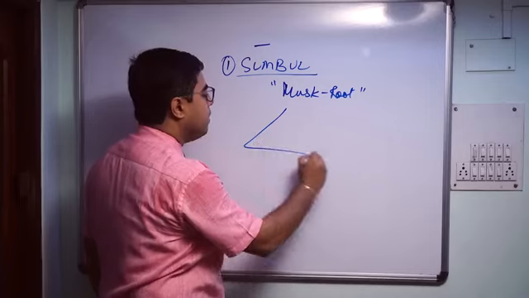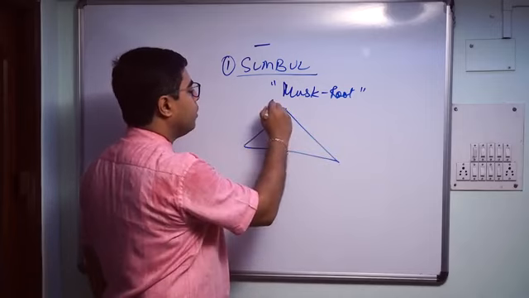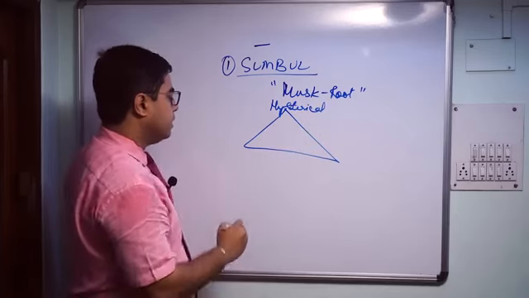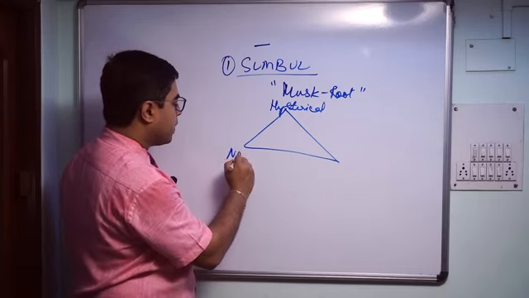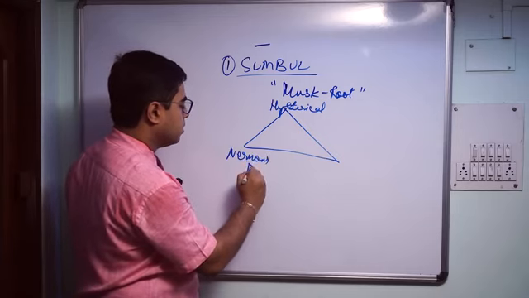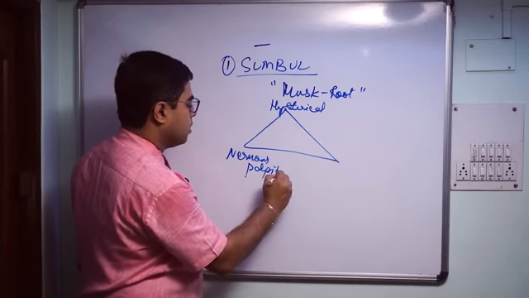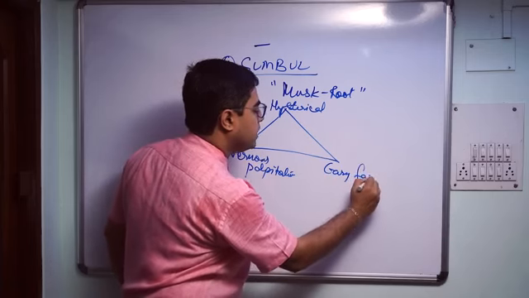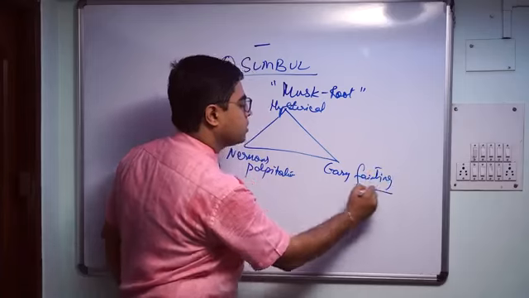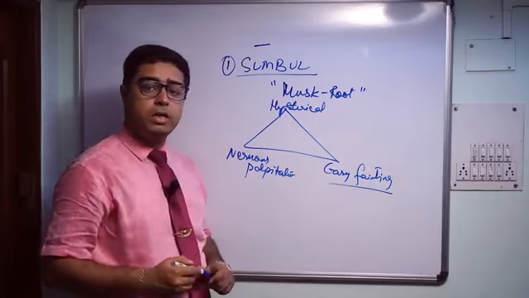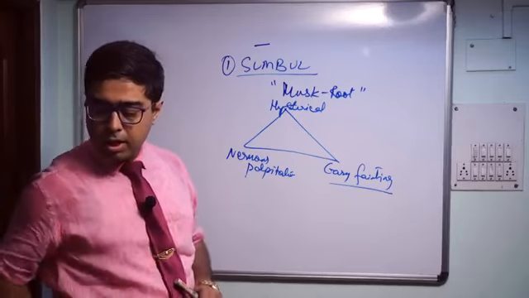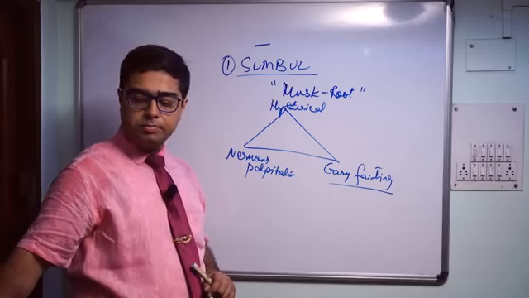So three major criteria of Sumbul: you'll find they are hysterical, you'll find they have nervous palpitation, and you'll find they can have easy fainting. Fainting is a common feature of Moschus. You'll also find that feature in Sumbul as well. So they are hysterical, they have nervous palpitation, and they have easy fainting as well.